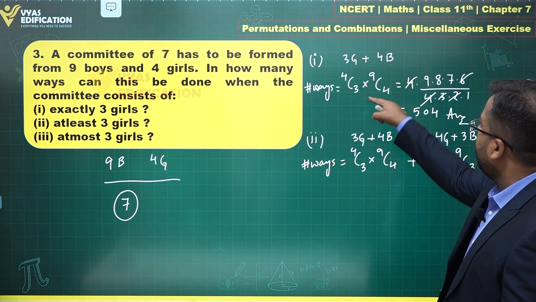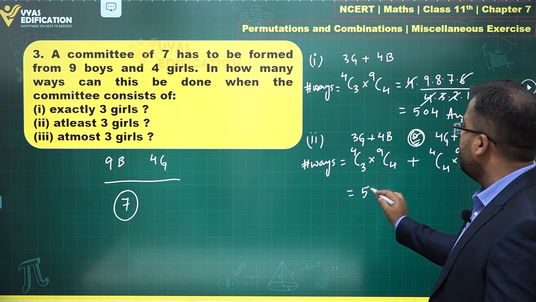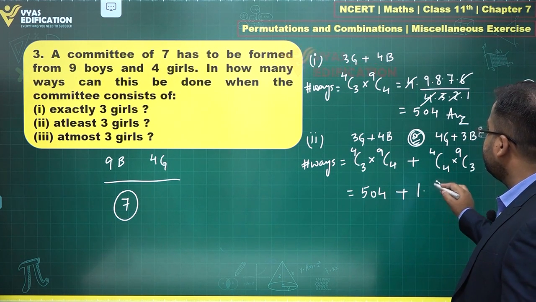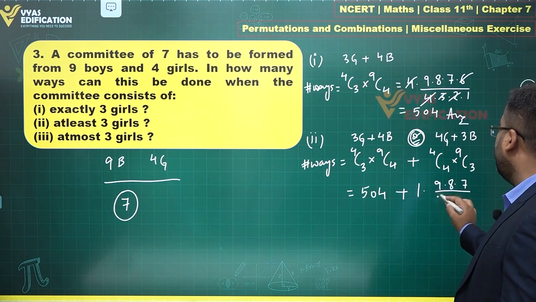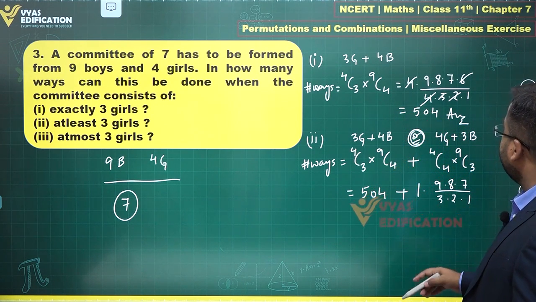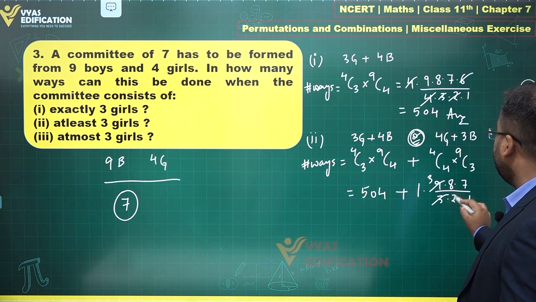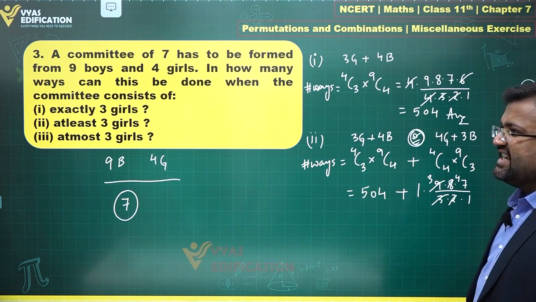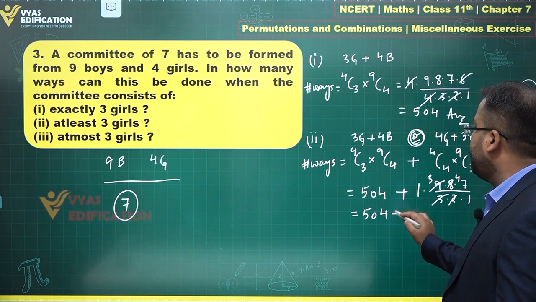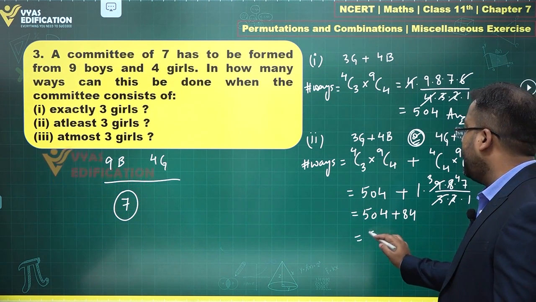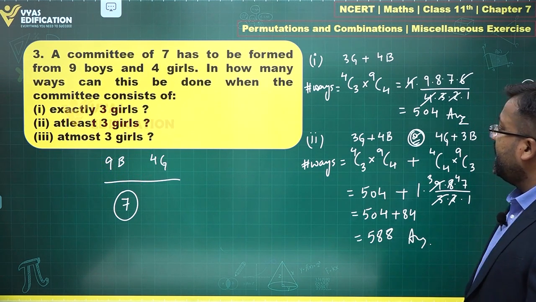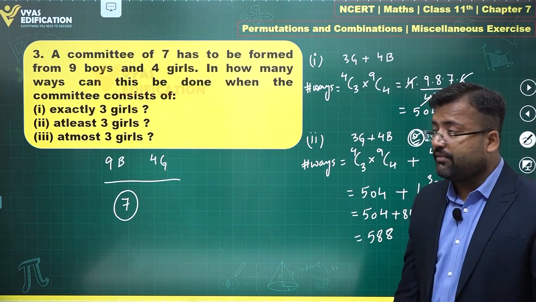4C3 into 9C4. Can I copy that from here? Yes, this value is 504, plus 4C4, which is simply 1, and 9C3 is 9, 8, 7 over 3, 2, 1. This is what you have, right? So 9, 8, 7, let's say this is 3 and this is 4. So 4 times 3 is 12, times 7 is 84. This is 504 plus 84, which is 588 ways. That's my answer for the second part over here.